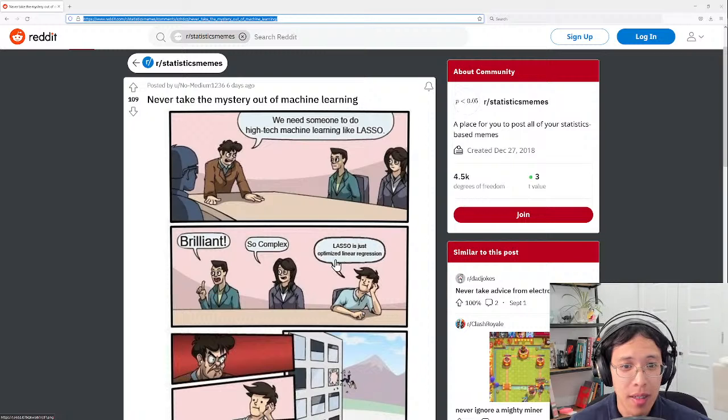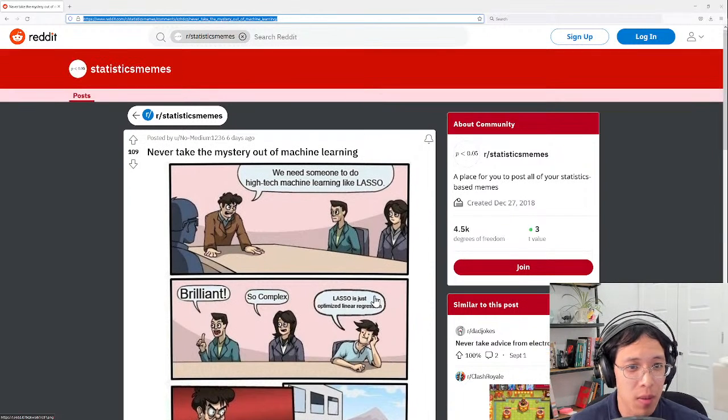Yes, Lasso is just optimized linear regression, but actually it's used all the time because it's pretty stable and predictable, right? Unlike neural networks or something.